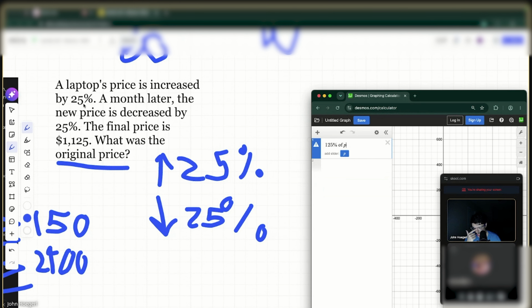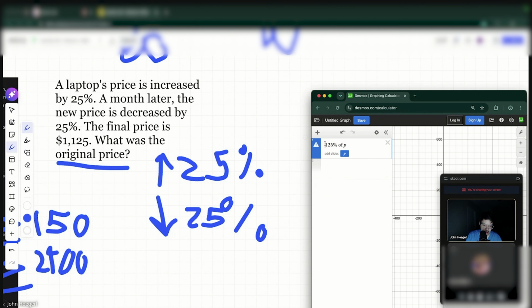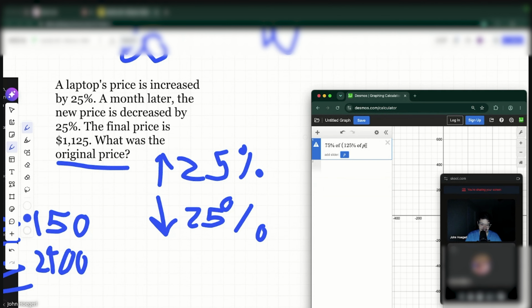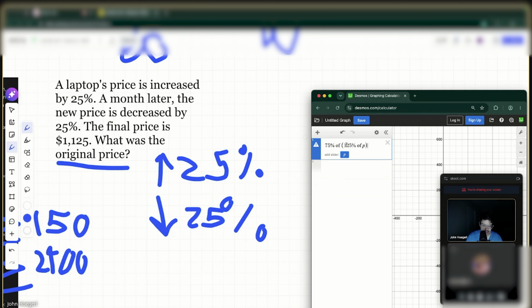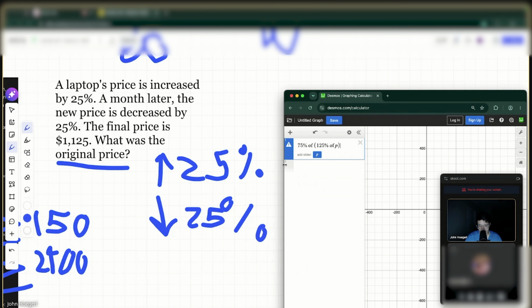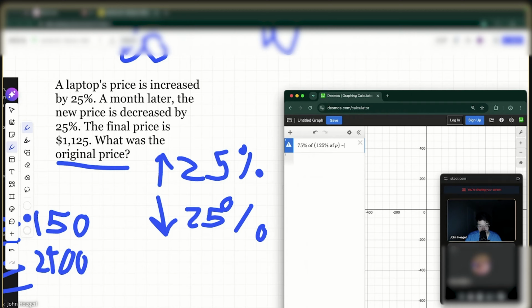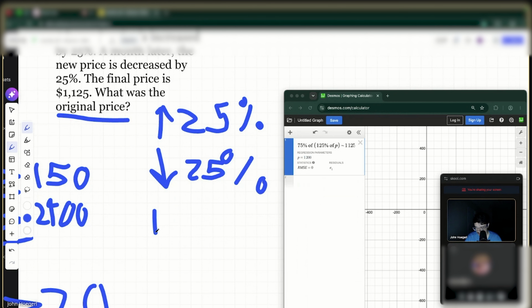Same kind of logic here. You're taking 25% and adding it on top. So it would be 100% originally, now 125%. And then it says decrease by 25%, so it would basically be 75% of this. So I can say that. Kind of confusing, but Desmos actually surprisingly does understand this perfectly. And that would be 1125. So it must have started with 1200.